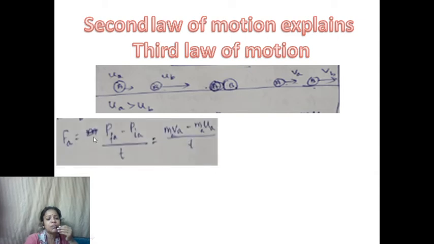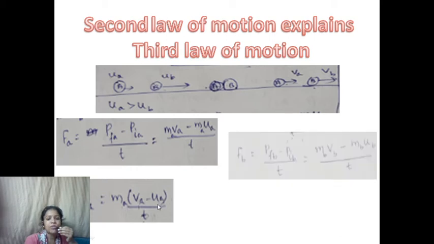So force on A will be change in momentum of A upon time. So final momentum of A will be ma va, and initial momentum of A is ma ua, upon t. When you take ma common, we get this, and this expression (va minus ua) upon t is the acceleration of particle A, so this is ma into acceleration of A. Now see what happens to B.